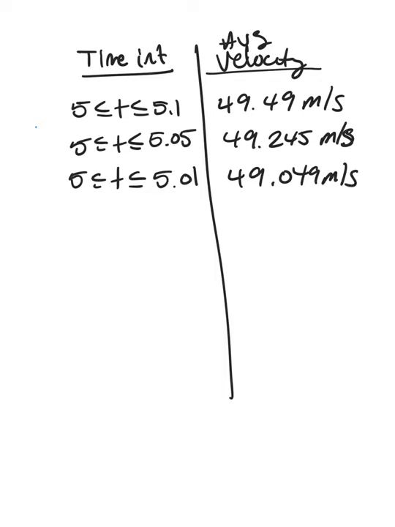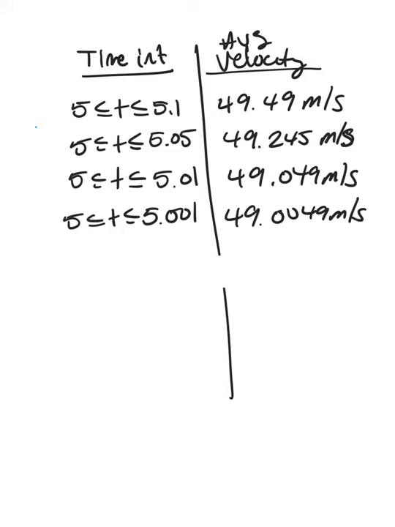Hopefully you guys are starting to see something here, kind of a pattern. Let's get even closer to 5. So now I'm going to go from 5 to 5.001, and that gets me 49.0049 meters per second. So hopefully you guys can tell that this is coming to a pattern. I'm taking a limit. As my time is approaching 5 seconds, as I'm getting closer and closer to 5 seconds, my average velocity is getting closer and closer to 49 meters per second.